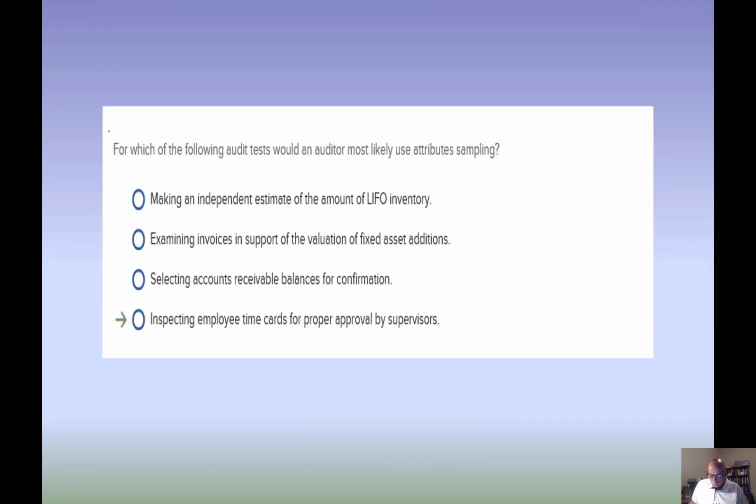Okay, so let's go ahead and take a look. We say in this question, for which of the following audit tests would an auditor most likely use attribute sampling? And you see some things here, the amount, the valuation of fixed assets. A confirmation of accounts receivable is looking at the existence of the receivable. But when we look at the time cards and look for supervisors' signatures, now we're looking for that particular attribute, the signature. That's obviously an internal control test. We've used that in some of our examples already in our discussion here.